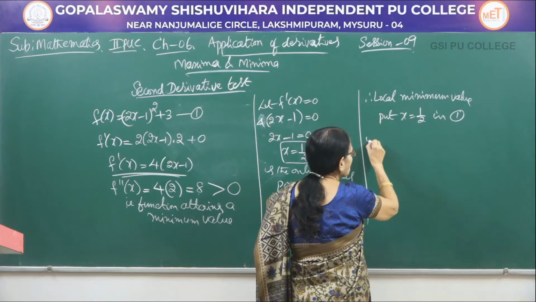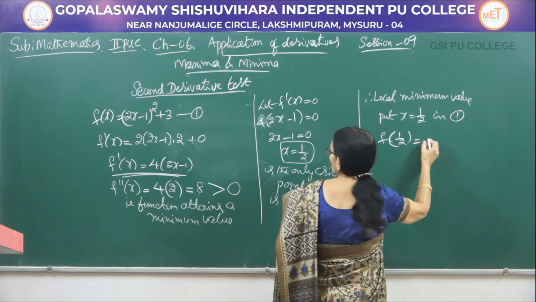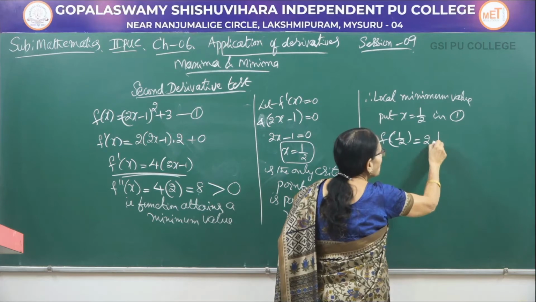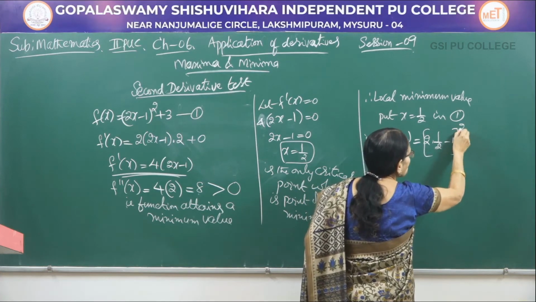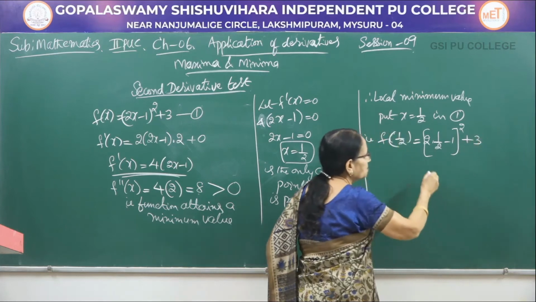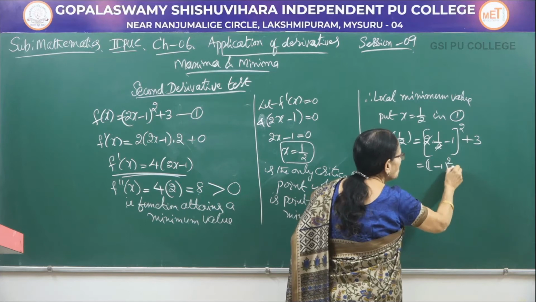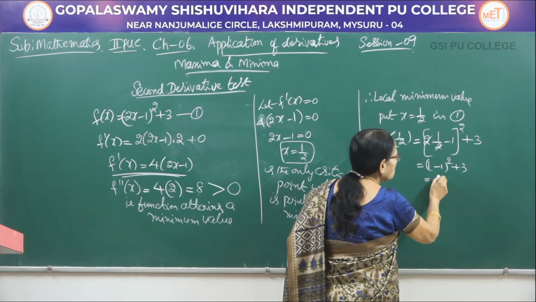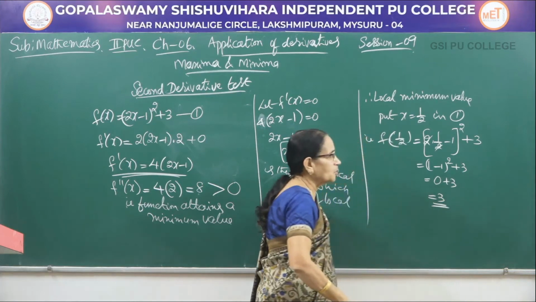In 1, that is f of half would be equal to 2, wherever x is there, write that value, 2 into half minus 1 the whole square plus 3. 2 and 2 get cancelled. 1 minus 1 whole square plus 3, that is 0 plus 3. Hence the local minimum value is 3.